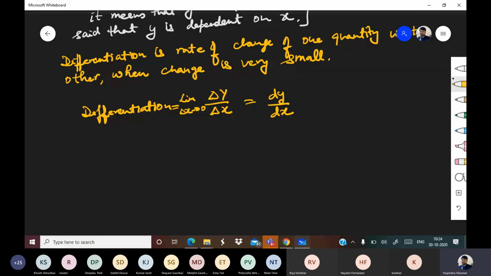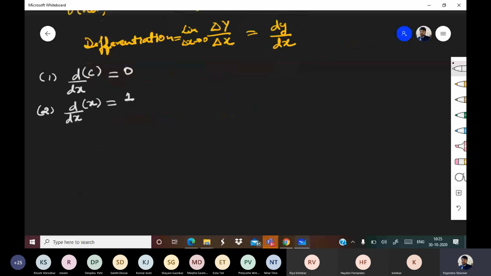Okay. So now there are some formulas which we need to understand. So number one, d by dx of constant c. So that will be zero. Why? Because it is rate of change of one quantity with respect to another, and there is no change in constant. So d by dx of constant will be zero. Next, d by dx of x. So rate of change of some quantity with respect to itself, that will be 1. D by dx of x will be 1.